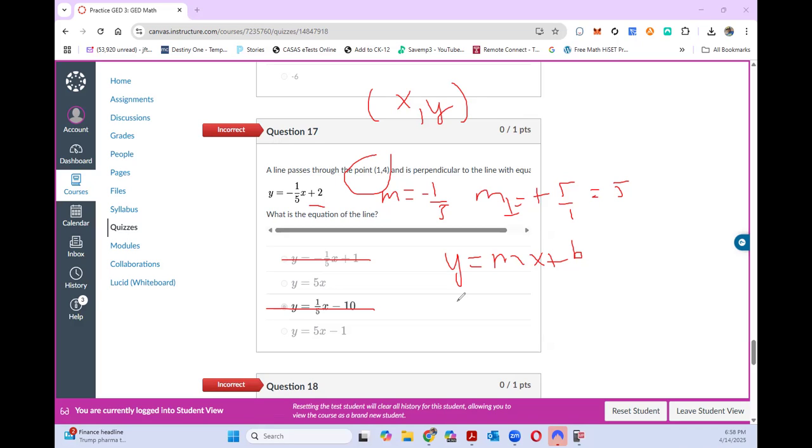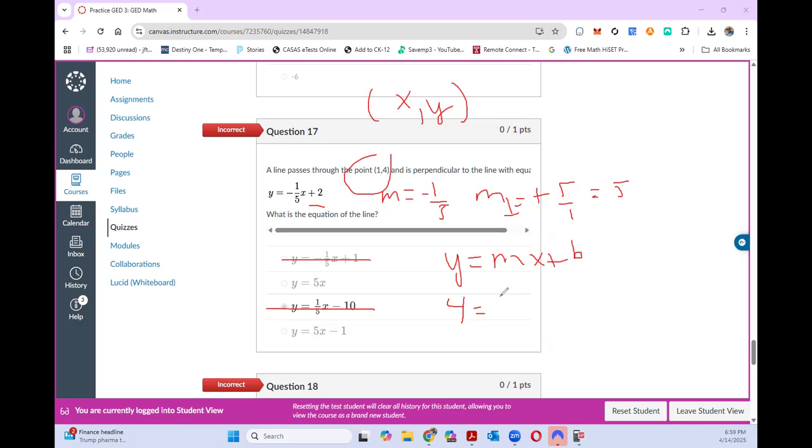Your point is 1 and 4. What information does the point give you? It gives you your x and y. The line passes through 1 and 4. I asked you what y is. What is y? X is 1 and y is 4. Easy question. My slope of the perpendicular line is going to be what?